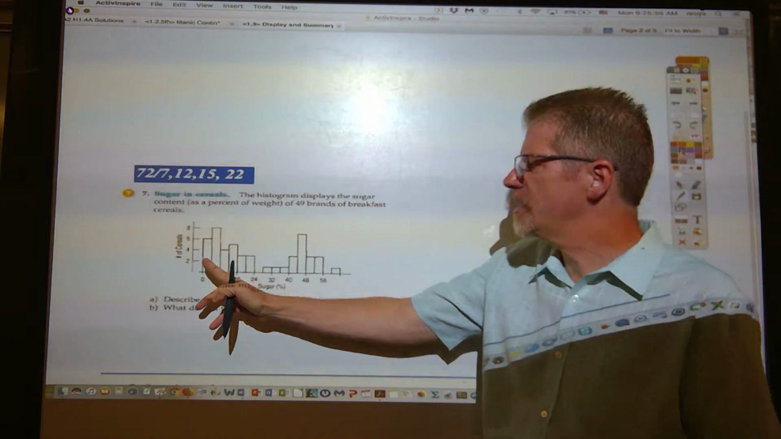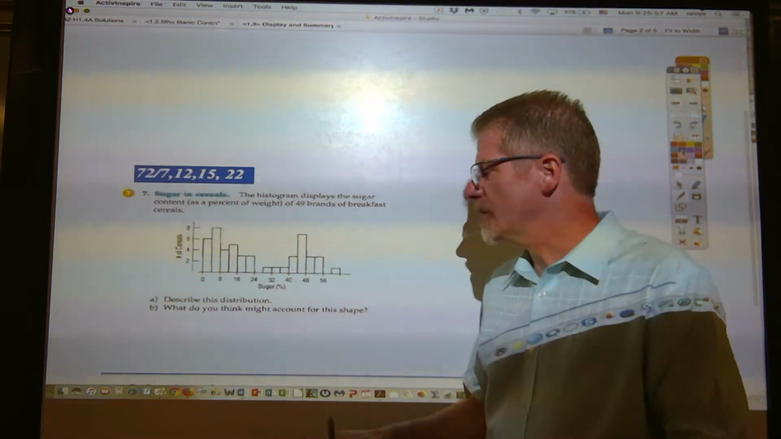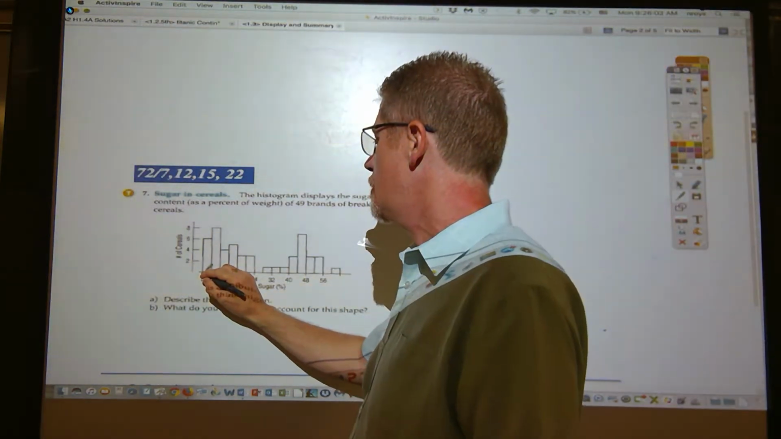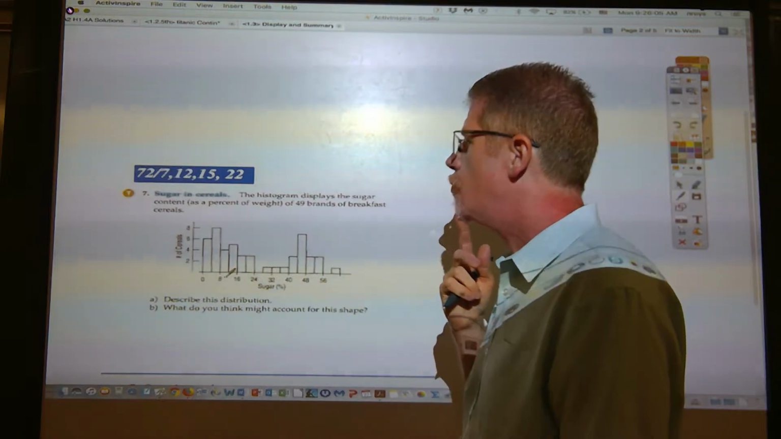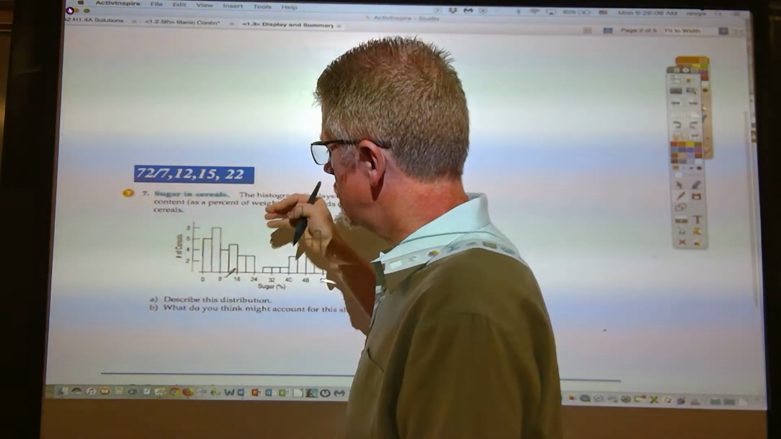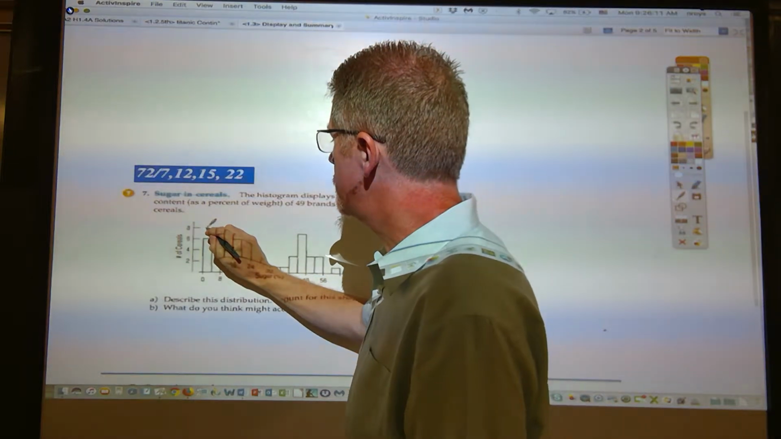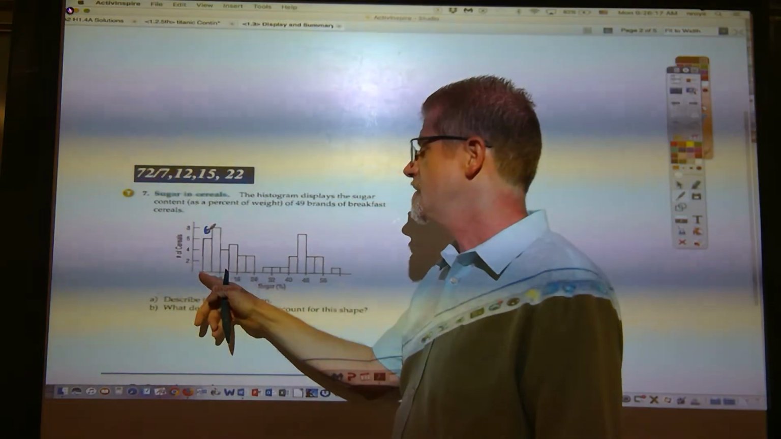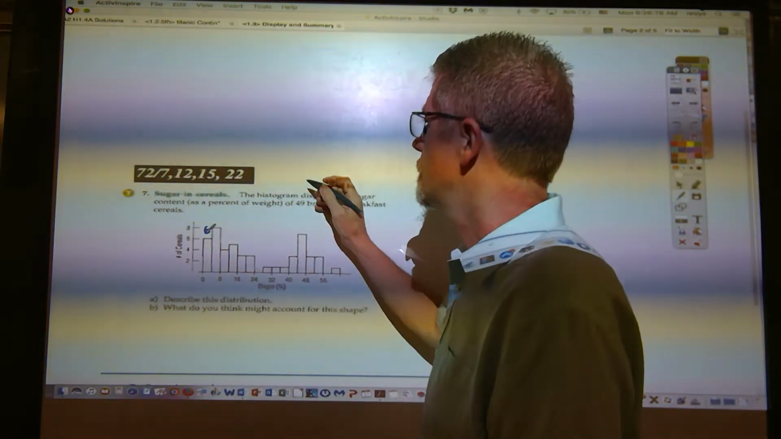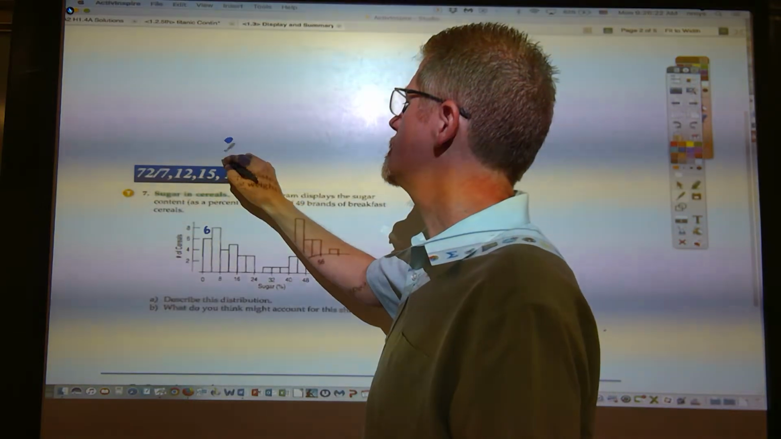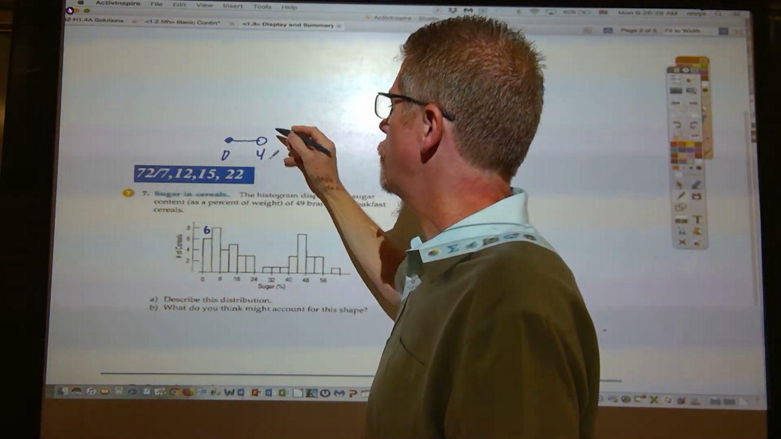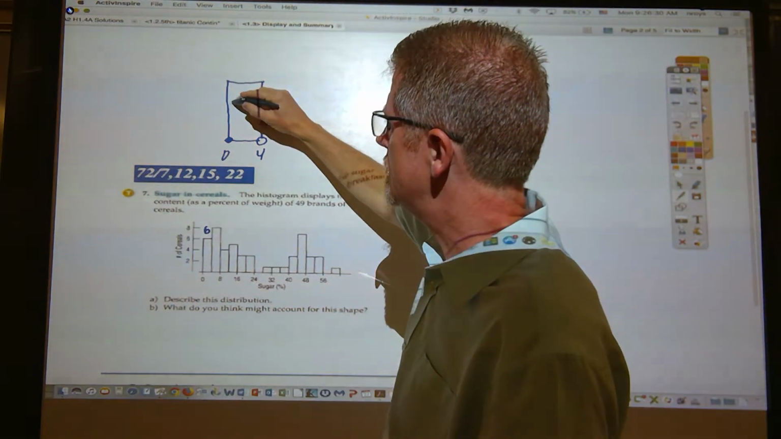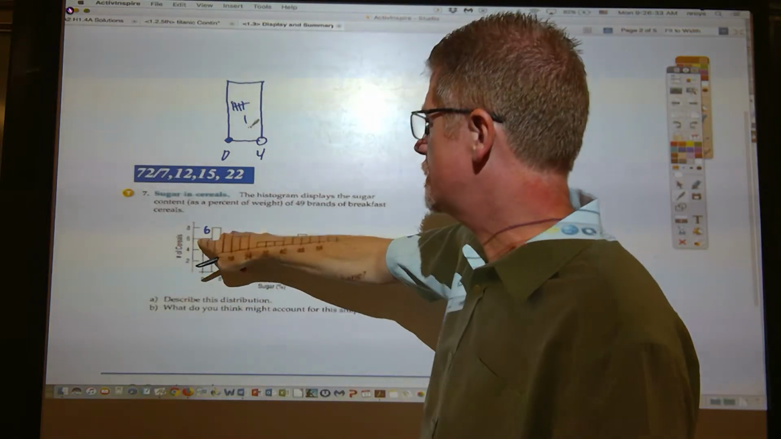So notice the bars in the histogram are all touching each other, and 0 to 4 grams, so it's including 0 up to, but not including 4. You can tell there were 6 brands of cereal, Quisp not being one of them, that had somewhere between 0 and 4%. That's that first bar. It's including 0, but not including 4. I'll do tallies, 1, 2, 3, 4, 5, 6. So that's why it's going up to 6.